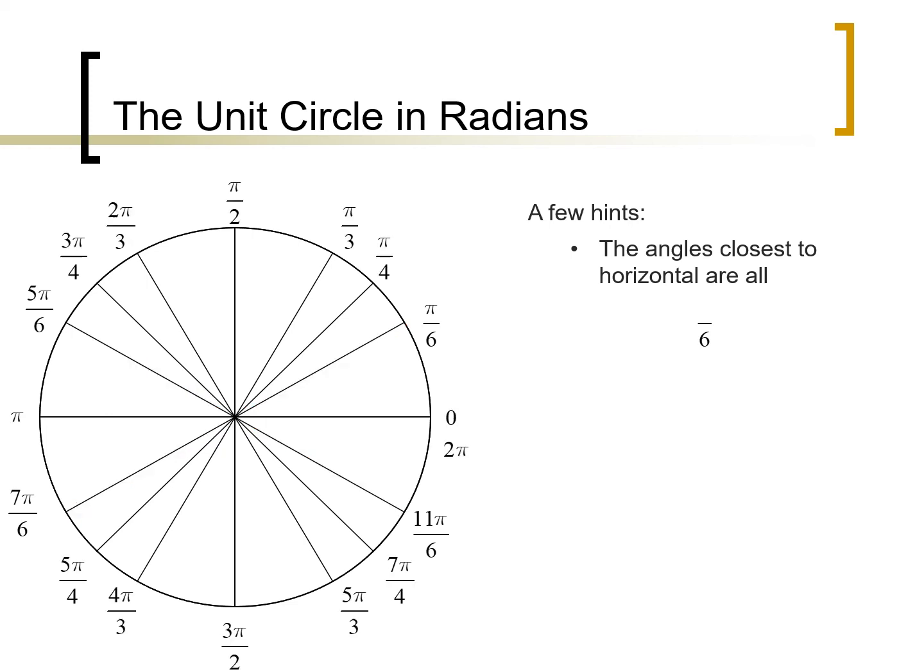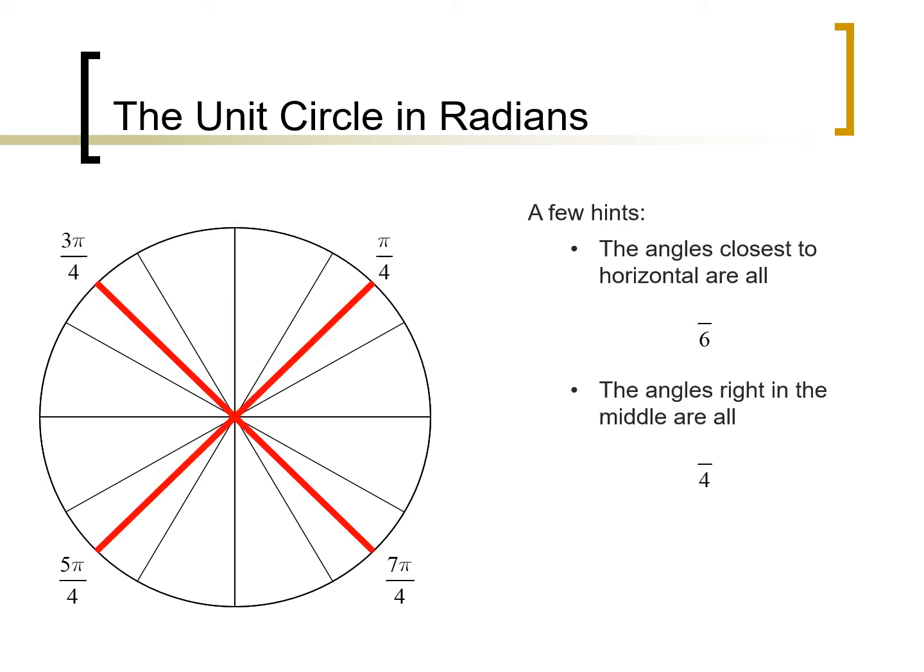Next, what do you notice about the angles that are directly in the middle of each quadrant? 45 degrees, 135, 225, 315? You should be noticing that all those angles are over 4. Pi over 4, 3 pi over 4, 5 pi over 4, 7 pi over 4. All the angles right in the middle of a quadrant are over 4.